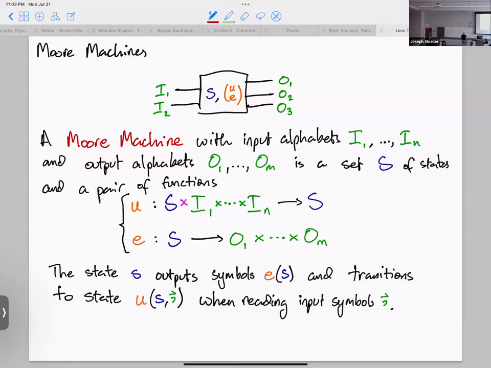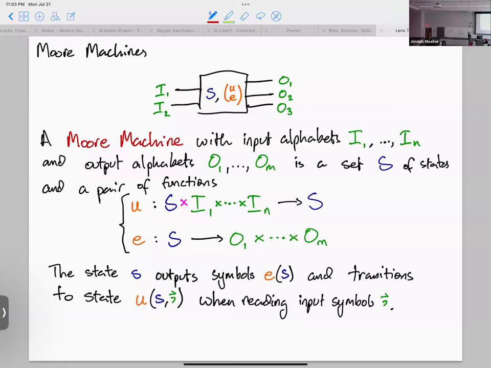So this is like a picture you might see if you took a theory of computing class. This is a special case where you have the very simple output alphabet, but in general, a Moore machine can take in multiple inputs at the same time from different sets and can give out multiple outputs at the same time. And we box it all up into a little box like up top.